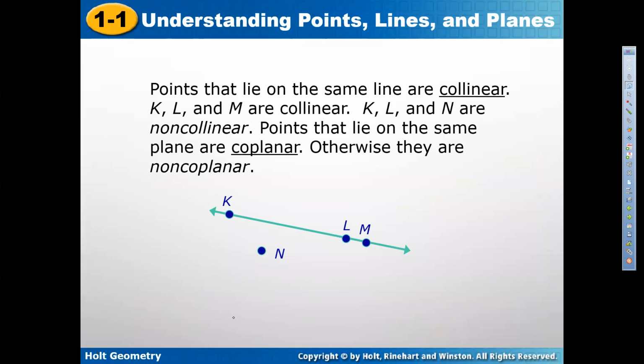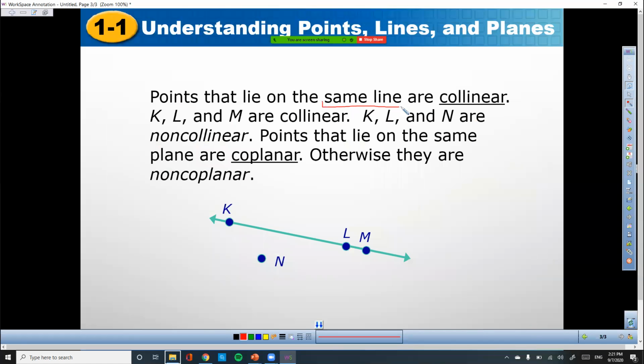Now this says here, points that lie on the same line are collinear. And so what does collinear mean? It means any points that lie on the same line, where co stands for same and linear stands for line. So any points that lie on the same line are called collinear points. For example, here, point K, point L, and point M are all collinear points because they lie on the same line.